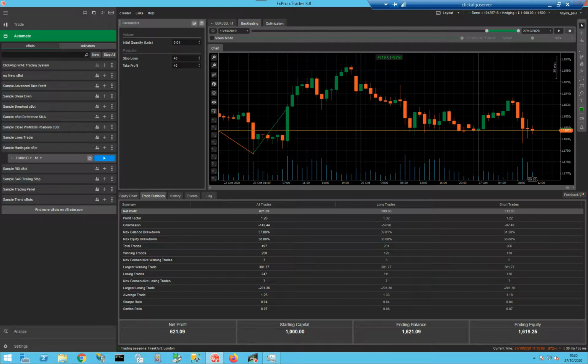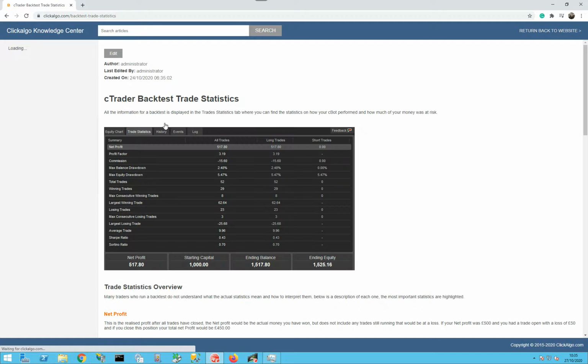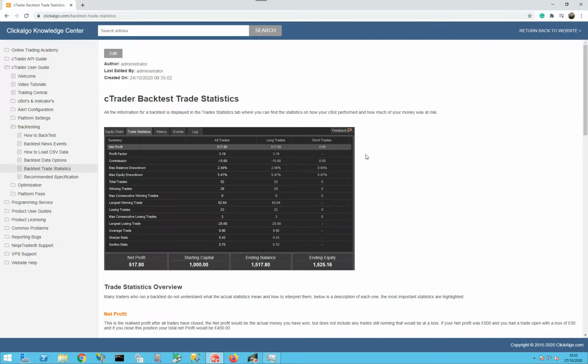So the one that we've got, I have to go to knowledge base and then go all the way back down again because I closed the window down. Sorry about that. And I go to backtesting. I drag this across, and I'm going to go to trade statistics. So these are the trade statistics.